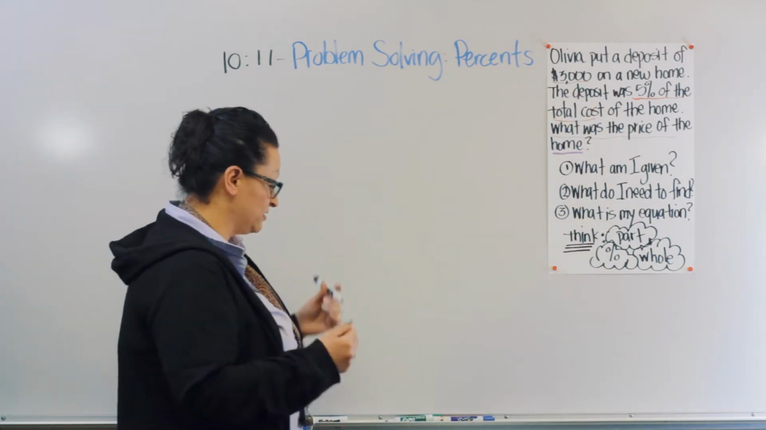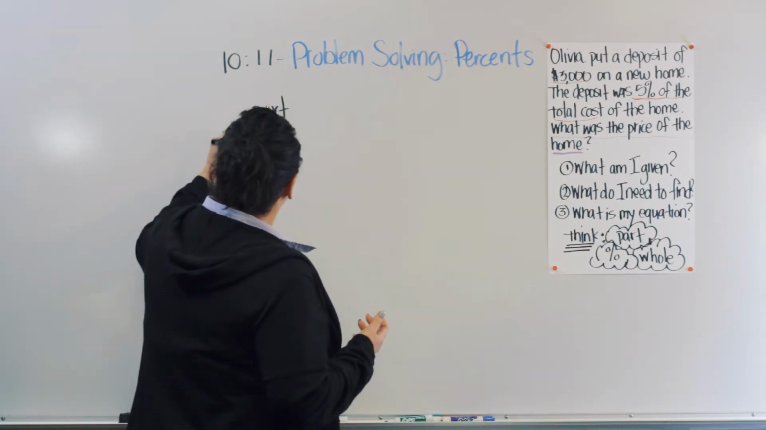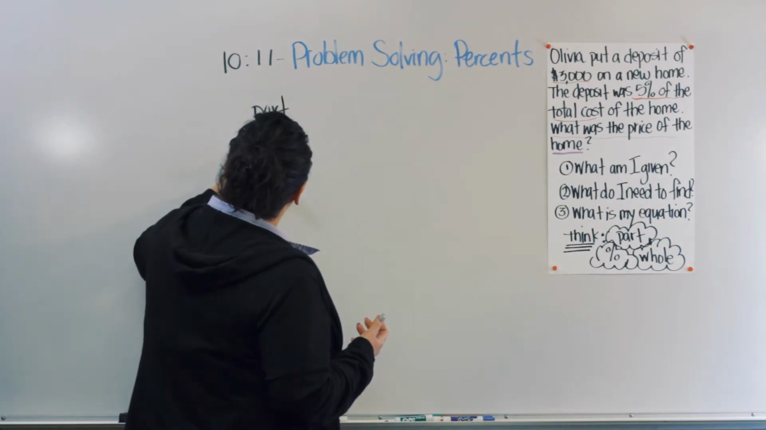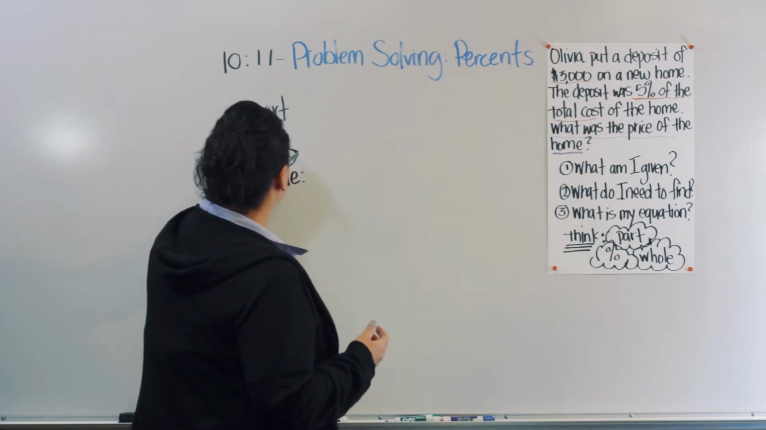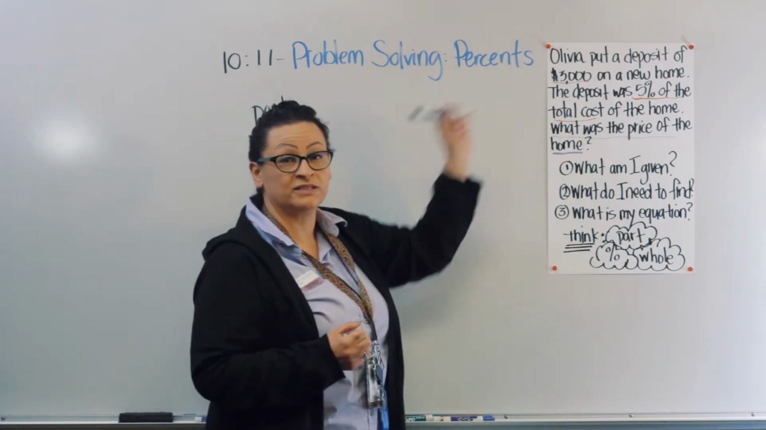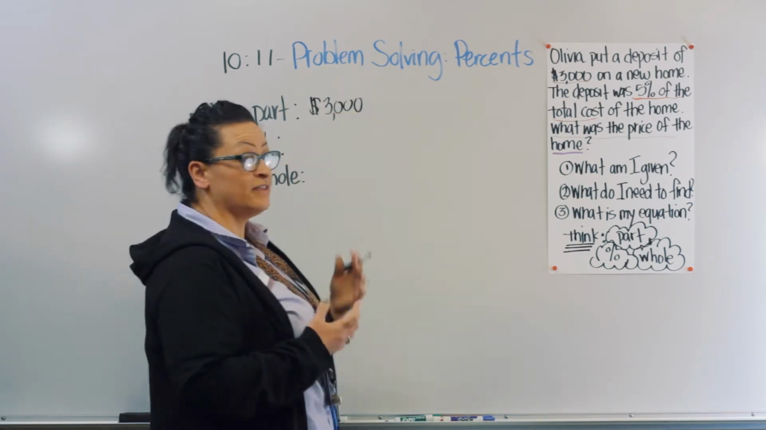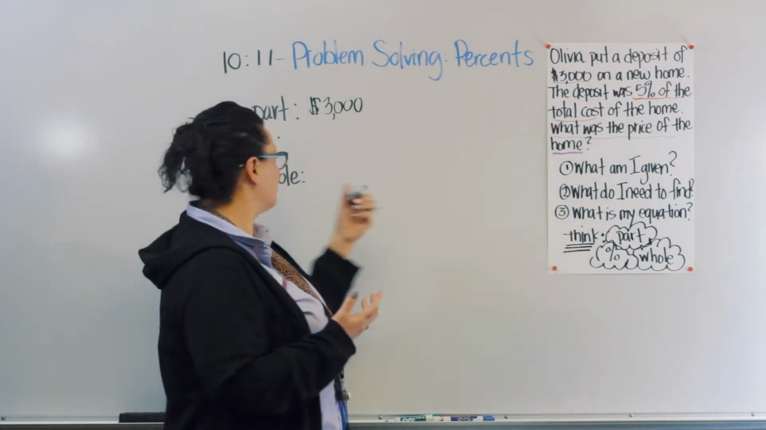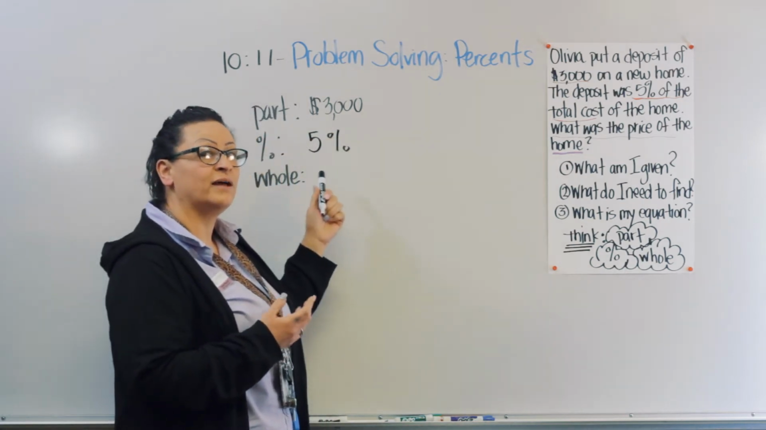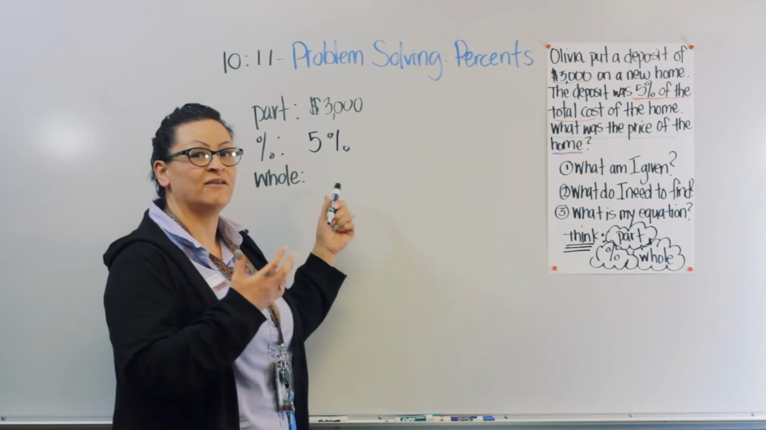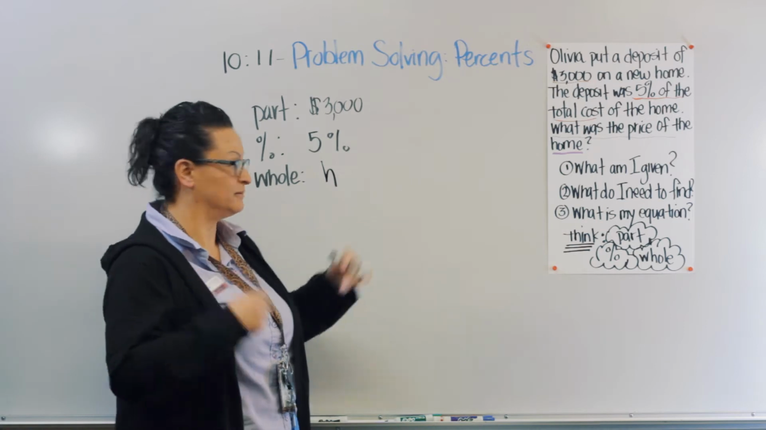Okay, in an equation. So I'm going to write over here what they have given us, okay, what we know, what we need to find, so that it will make it easier to write our equation, okay? So the part that they gave us, they told us $3,000. So we're going to write it right here, $3,000, okay? They also gave us the percentage, which was 5%. So we're going to write 5%. Now, we don't have the whole, that's what we need to solve for. So we need to have a variable that represents the whole. So we'll just say it is H, stands for house, okay?